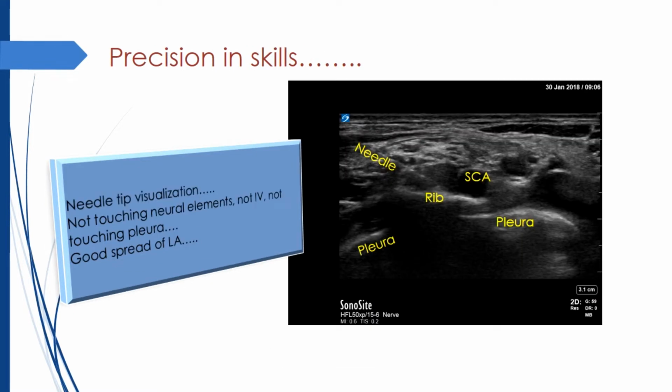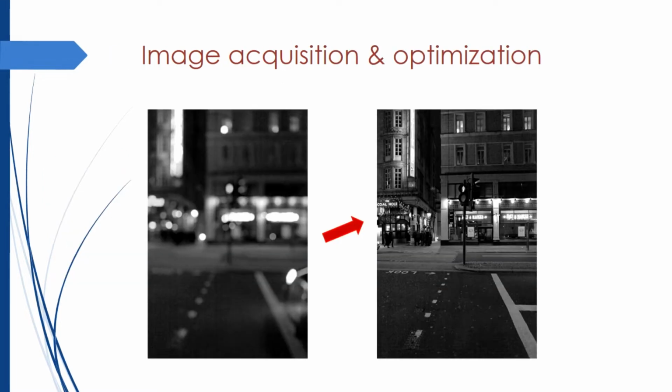Skill wise, we need to have a clear visualization of the needle tip. It should not be touching any neural elements, it should not be intravascular, and in this example it should not be touching the pleura too. As we hydrolocate or inject small volumes of local anesthetic, we should be able to see a good spread of local anesthetic across our target structures. Now this is how we want our image, crisp and well focused.